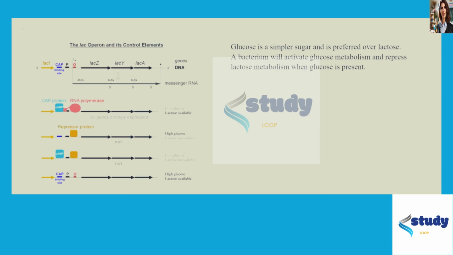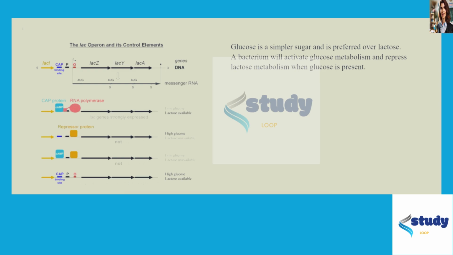Well, because glucose is a much simpler sugar than lactose, and it takes less effort to break down. So when glucose is present, it would rather not make the enzymes responsible for breaking down lactose because that is energy spent. However, when you don't have glucose but you have lactose, then you do want to make the enzymes that break down lactose because lactose is better than nothing. So that's kind of what we're talking about here, okay?